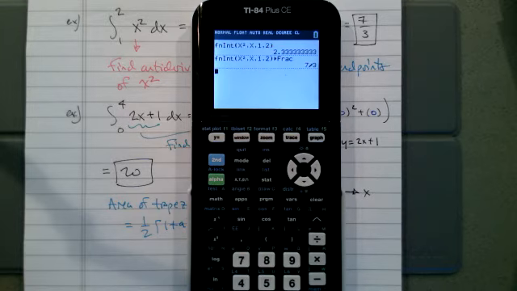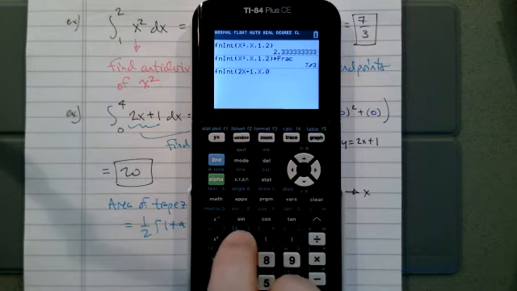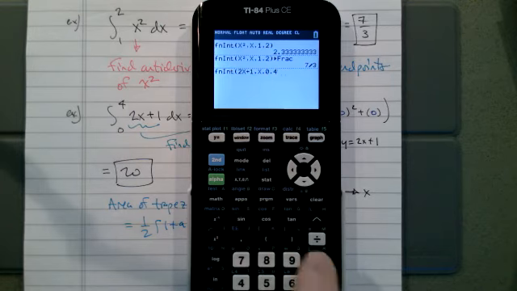So let's try it on the second one. We press the math button and then the number 9 for numeric integral. We plug in the function 2x plus 1, comma, with respect to x, comma, from 0 to 4. Close parentheses. There's the 20 that we expected.